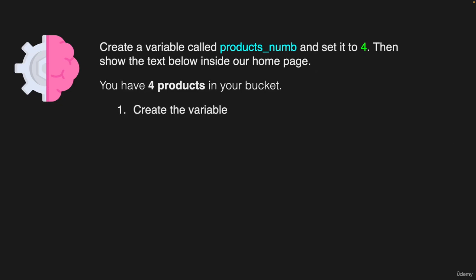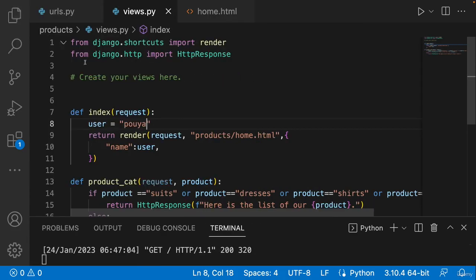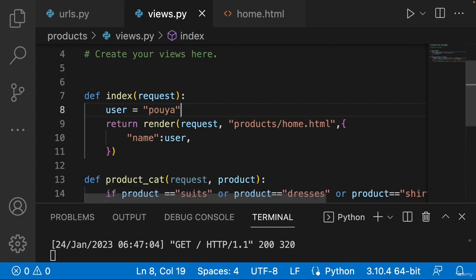Okay, so here are the steps. Create the variable inside views.py file, then pass the variable to the HTML file, and then call it inside the HTML file, okay? So pause the video and begin this challenge. All right, it should be simple. Let me make everything a bit bigger.